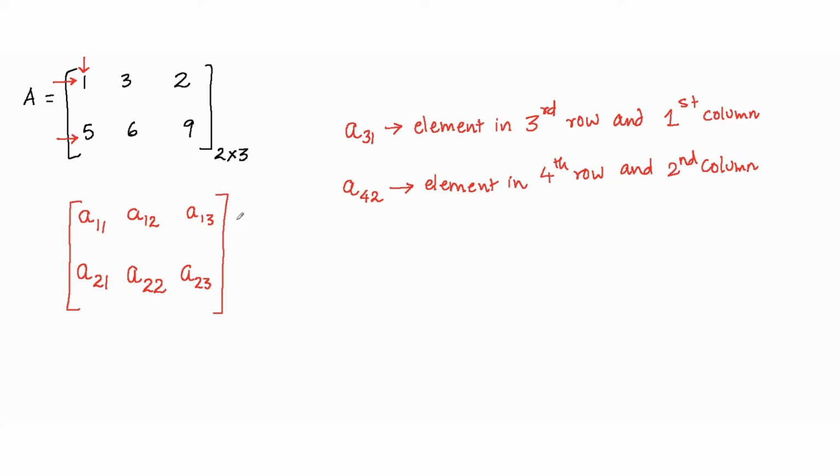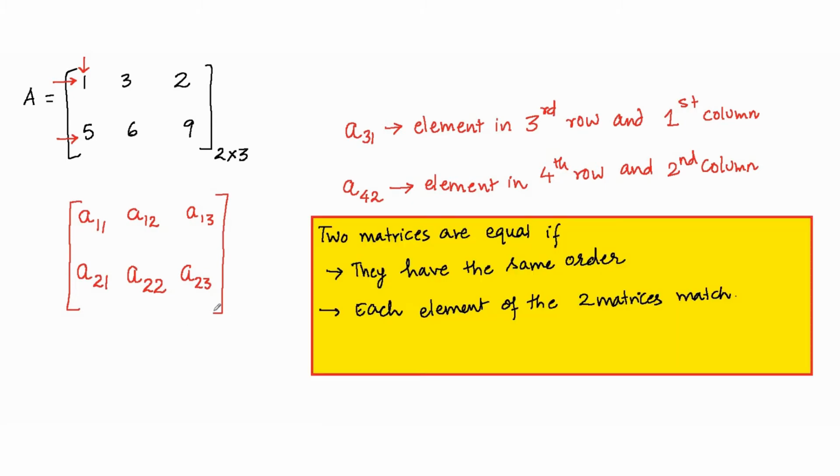Now let's define what is meant by equality of matrices. So two matrices are said to be equal if first they have the same order, and second, each element of the two matrices should match. So let us take some examples of matrices and see whether they are equal or not.